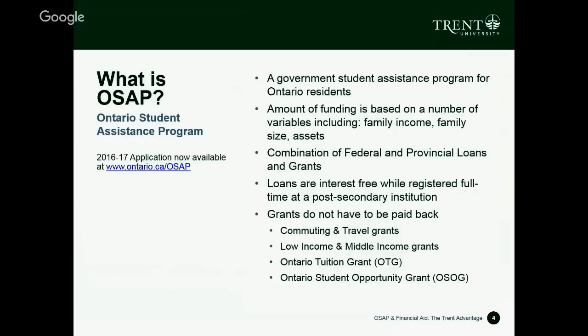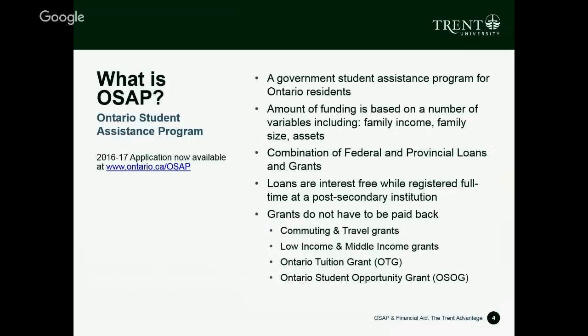So the OSAP application is a little bit lengthy. It's taking a lot of information from the students, and that's really to get a strong understanding of a student's financial needs. So there are a lot of questions so that OSAP can understand your family size, your family income, the assets that you have, how many students live at home in your family, how many will be away at post-secondary school next year. It tries to really get a good understanding of students to give them a really accurate amount of funding. The funding that's provided to students is a combination of federal and provincial loans and grant money.